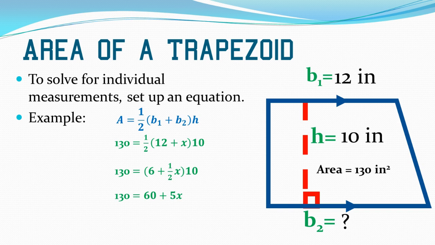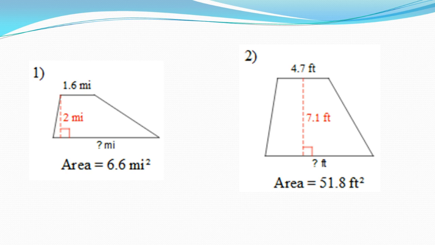This is a two-step equation, so I'm going to subtract 60 from both sides and then divide both sides by 5. When I do this, I end up with base 2 equaling 14 inches. Even though area is involved here, I'm not finding the area, so my unit is just going to have a single exponent. So it's just inches, not inches squared. On your own, find the missing value using the formula for area of each of these two trapezoids.